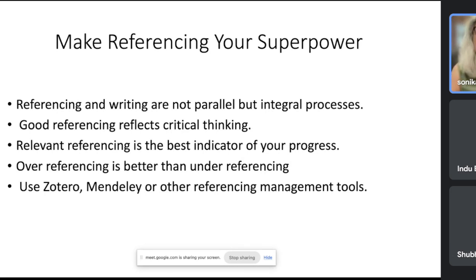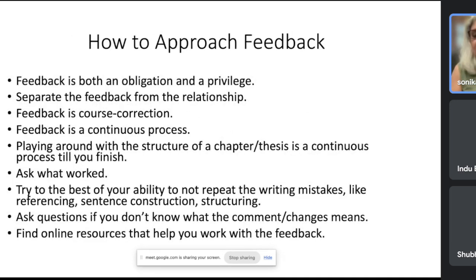So make sure you train, and this is all available online free. Make sure you use Zotero or Mendeley or some other referencing management tool that you are familiar with. There are new ones which I'm not familiar with. So make sure that you do this. Okay. This is a very important part of the PhD, and I feel this does not get addressed in any formal training or any professional environment.